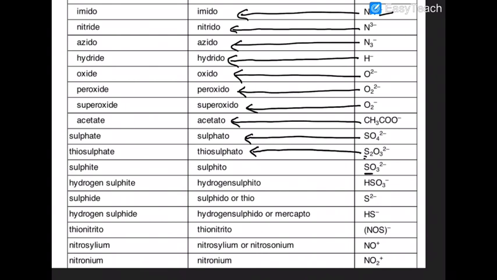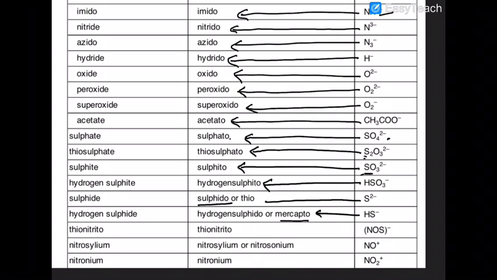Remember that. SO3 2 negative, SO4 2 negative. It is sulfato, it is sulfito. The only difference is in the letters. HSO3 negative, hydrogen sulfito. S2 negative, it is sulfido. HS negative, it is popularly known as mercapto. NOS, it is thionitrito. What is that? Thionitrito.